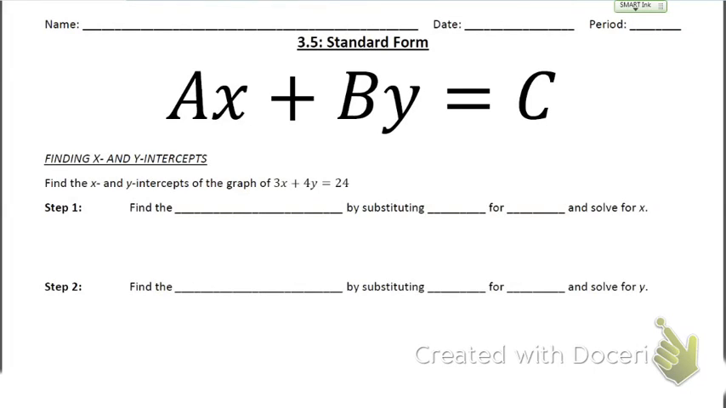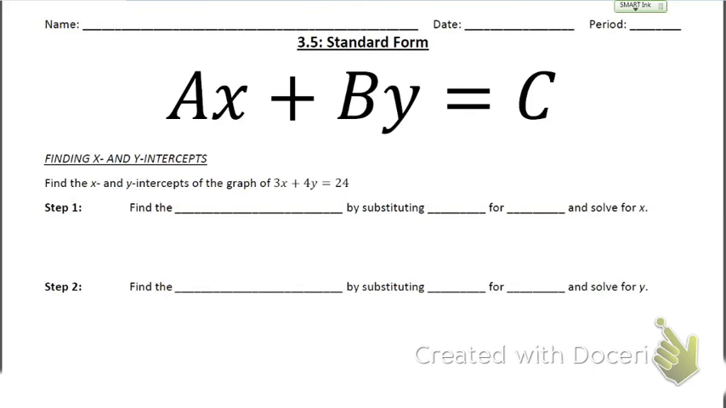So there's actually 3 different ways of writing an equation or a linear equation. 3 different ways. We've talked about slope-intercept form, and we've talked about point-slope form. So finally, the last thing we're going to talk about today is what is called standard form.